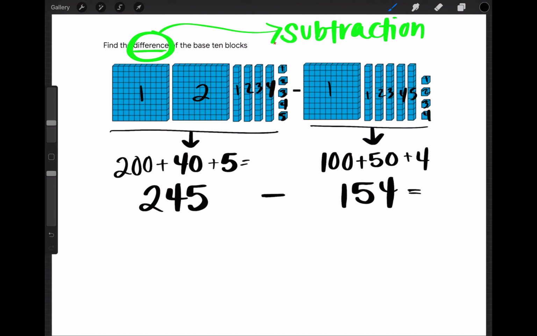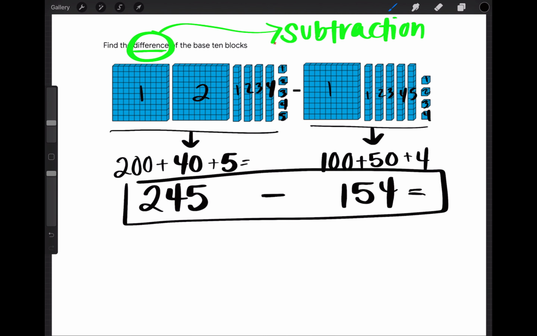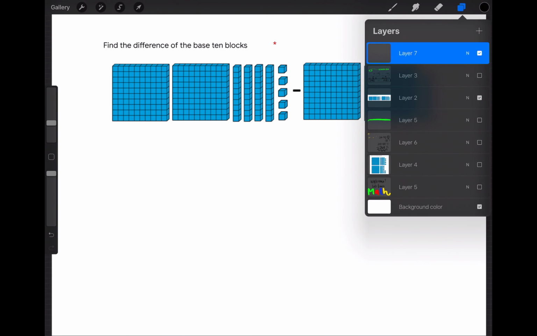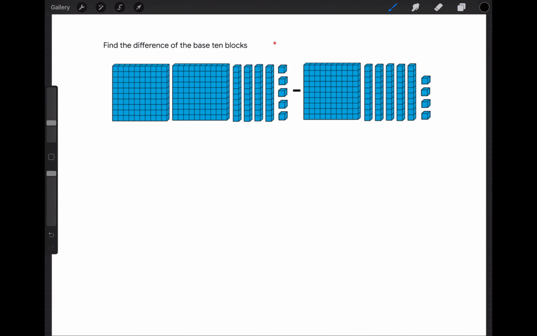And you could subtract sideways, but for me, that's a little hard. And for some of you, it might be a little hard. I like to personally write them up and down. So we're going to keep the same order. Our 245 is still going to stay on top, but we're going to go ahead and write it up and down. Now let me get a new page here really quick. There we go.